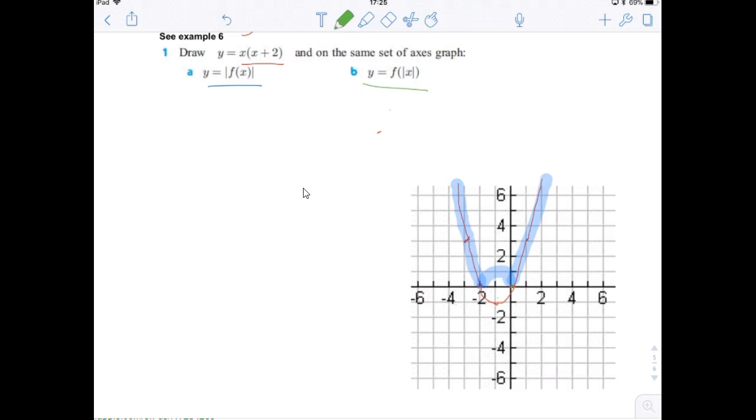So for example, this would stay the same, this would stay the same. These values would stay the same because they are positive x values. But all the negative x values would simply grab the values from across the y-axis. Okay, so that's what you would get for B.